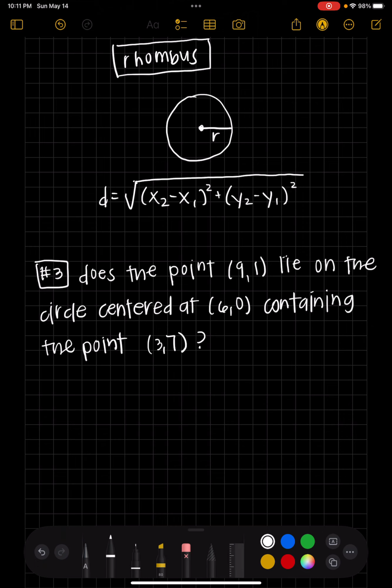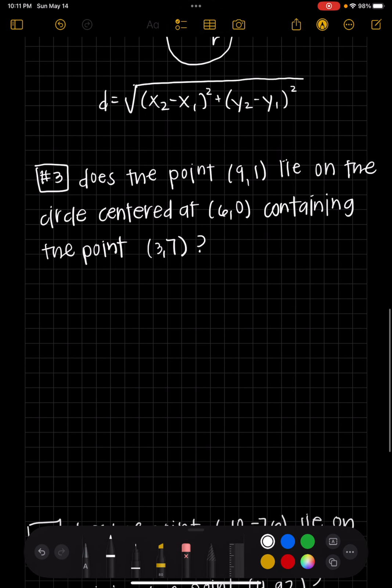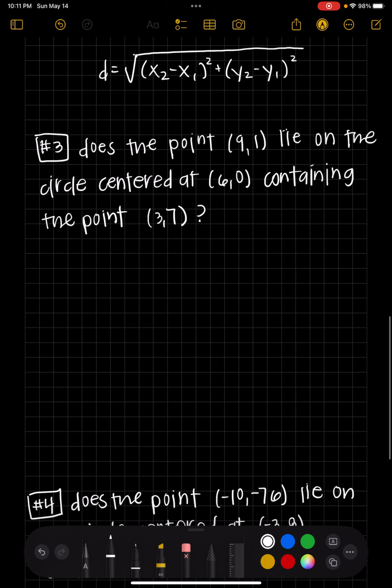So I rewrote the distance formula down here, but obviously we've already used it a couple of times. Once again, you don't have to memorize the distance formula. It'll always be given to you, but you'll probably end up using it so often that you'll want to memorize it. So let's go through this third example. It says, does the point (9, 1) lie on the circle centered at (6, 0) containing the point (3, 7)?